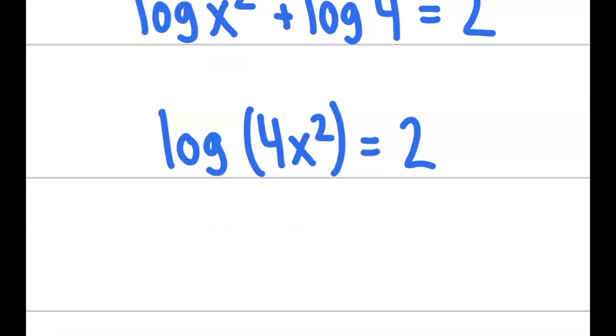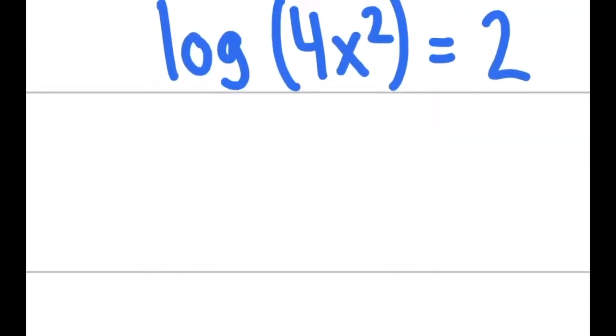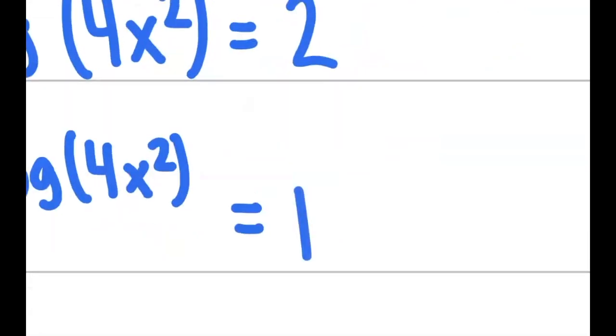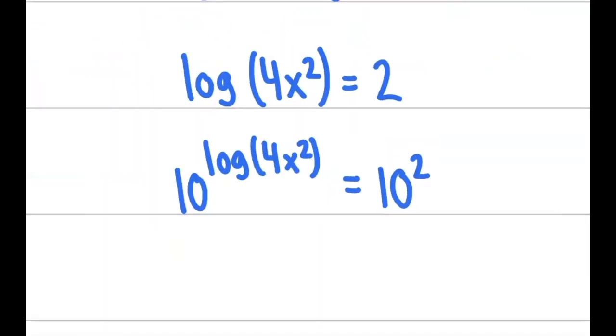So now, just like last time, we're trying to solve for x, so I need to get rid of this log here. So I need to exponentiate both sides of the equation using base 10. So 10 to the power of log of 4x squared equals 10 to the power 2. That's the fancy word for it, exponentiating both sides of the equation. So I'm raising both sides to an exponent with a base of 10.